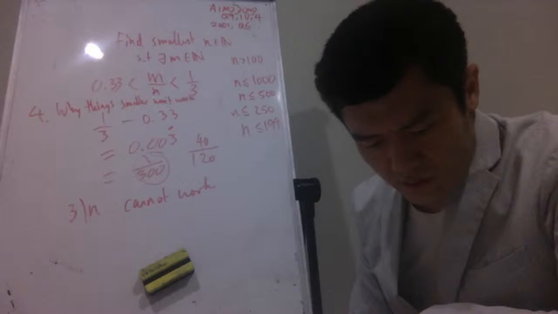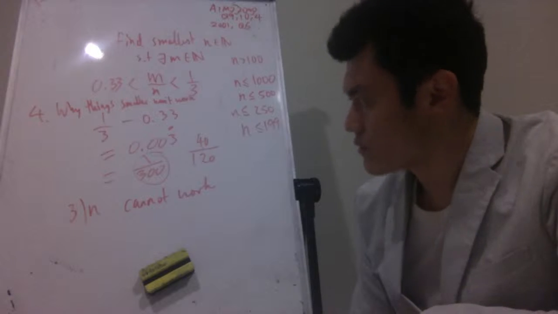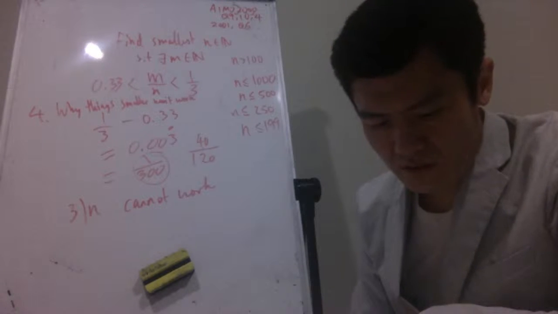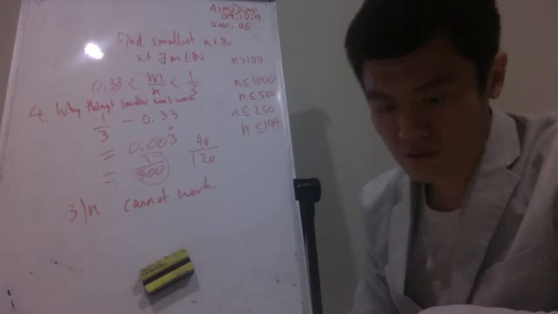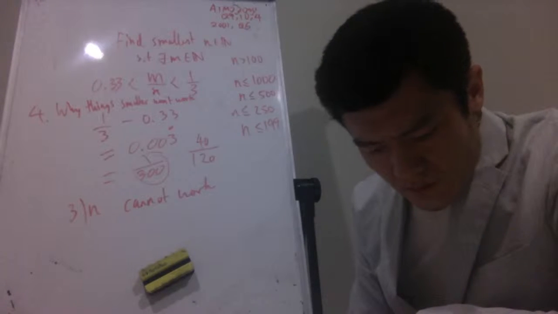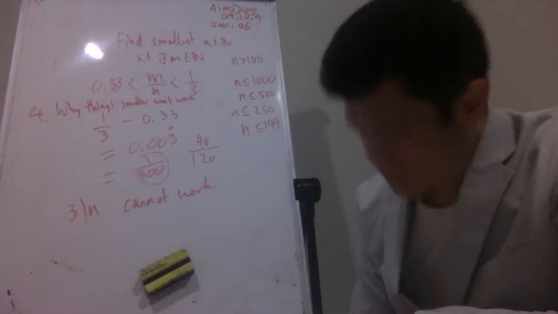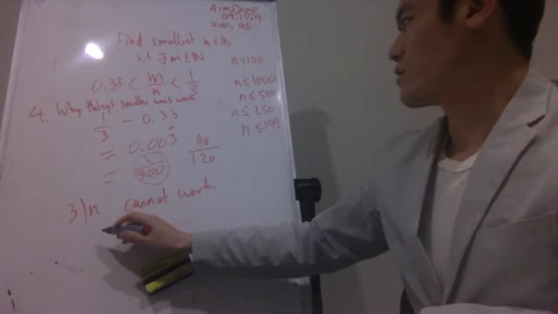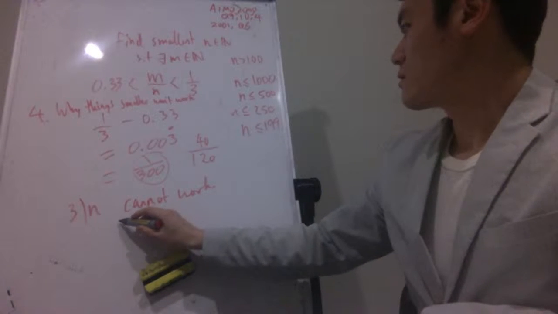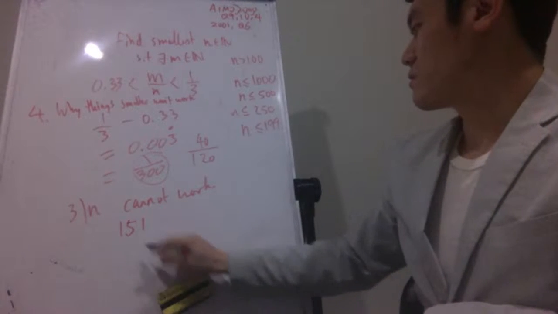So try stuff. For example, 150 doesn't work. Actually, I saw 150 doesn't work and then I extrapolated that multiples of 3 don't work. And then try 151.